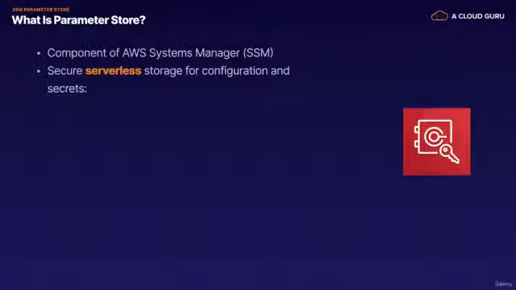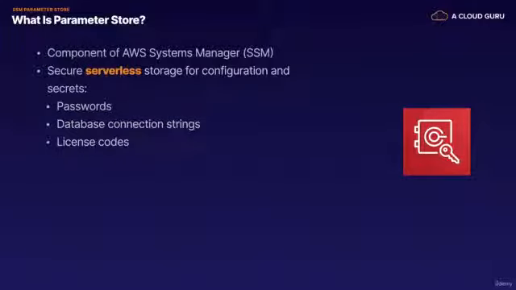Now, Parameter Store addresses this. It's a serverless, scalable, and high-performance system for storing data and secrets. Things like passwords, database connection strings, license codes, API keys, and so on. It's really one of my favorite services in AWS. It's something that I've started using extensively since it was introduced onto the platform.